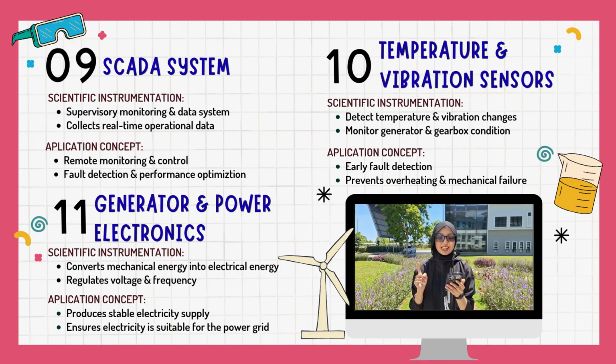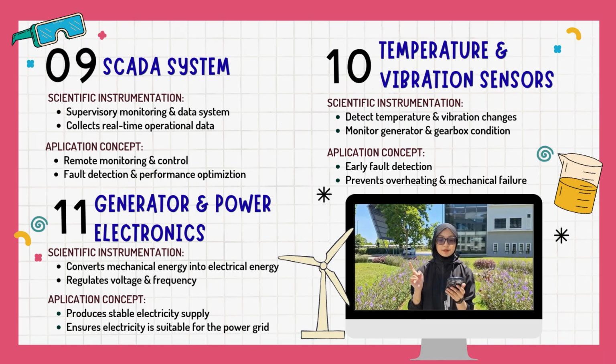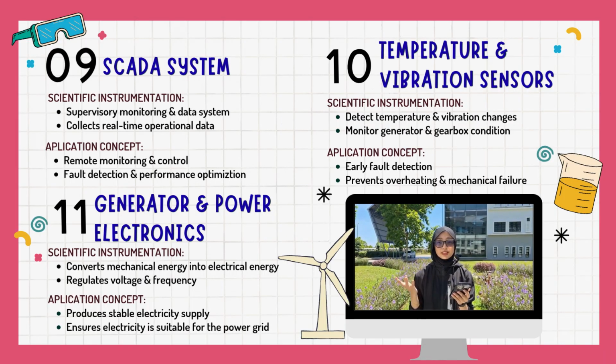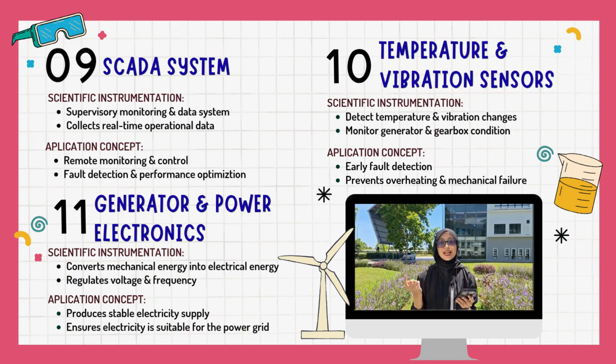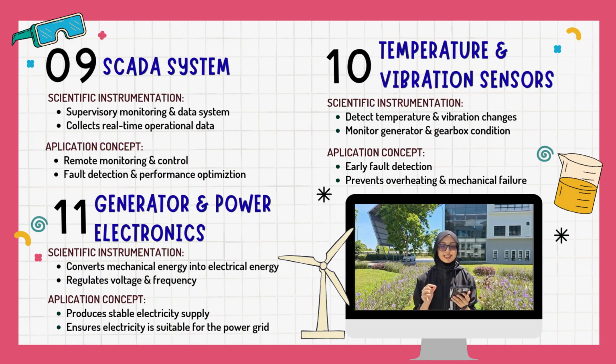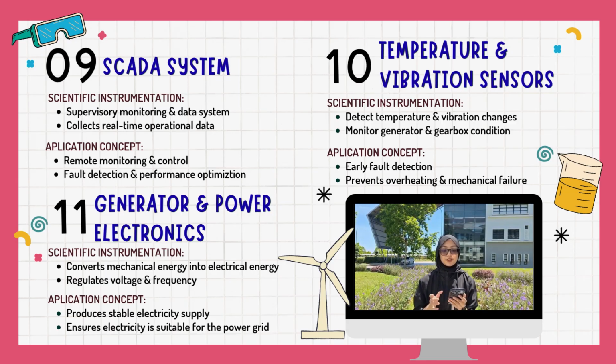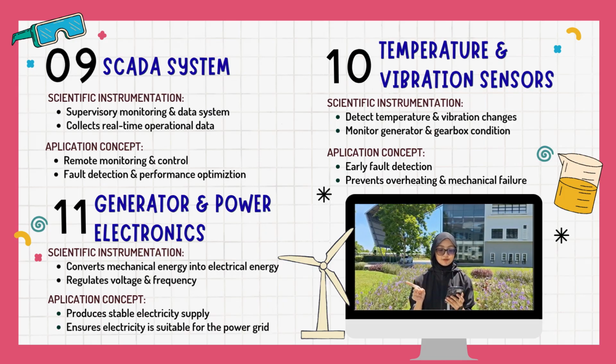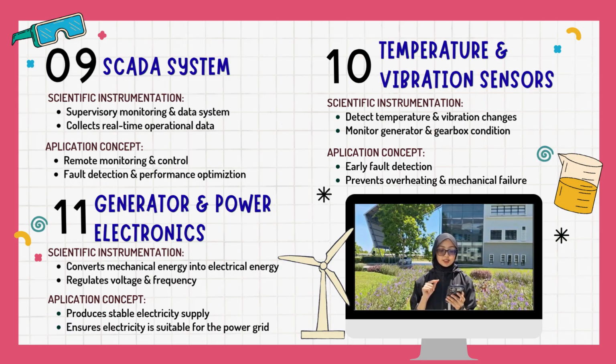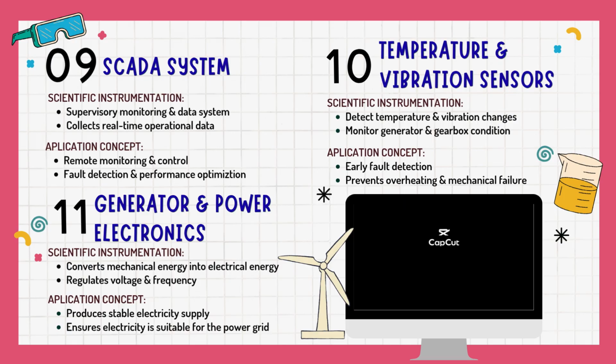Next is the temperature and vibration sensor. Temperature and vibration sensors monitor the condition of important components such as the generator and gearbox. They help detect overheating or unusual movement early, reducing the risk of equipment failure. Last but not least is the generator and power electronics. The generator converts mechanical energy from rotating blades into electrical energy. Power electronics then regulate the electricity to ensure a stable power supply before sending it to the grid.